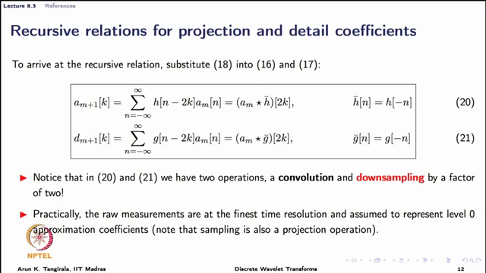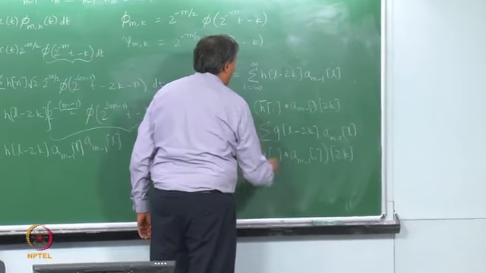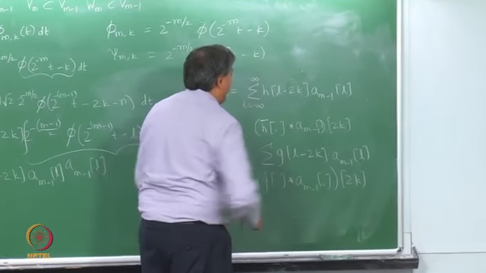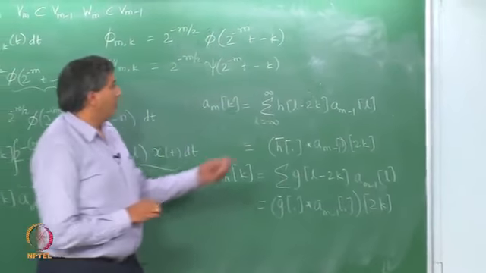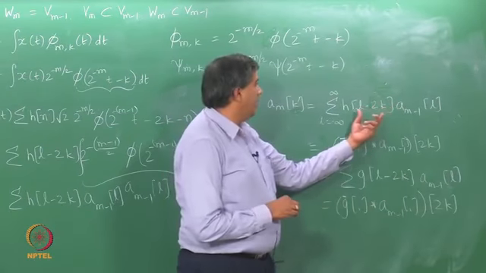In fact, there is a slight modification that I wanted to make, in light of what you see in 20 and 21. It is not exactly convolution here, because a convolution would have been 2 k minus L, I am sorry about that. So, it should be convolution of A with reflected versions of H and G. So, there are 3 things that are different. Earlier we said 2, but there are 3 things that are different.